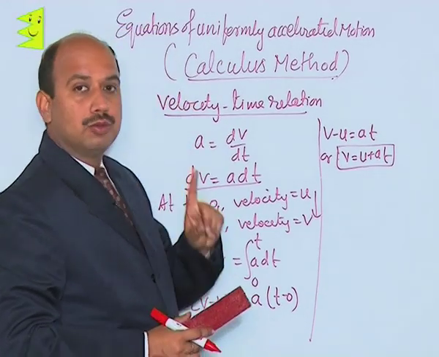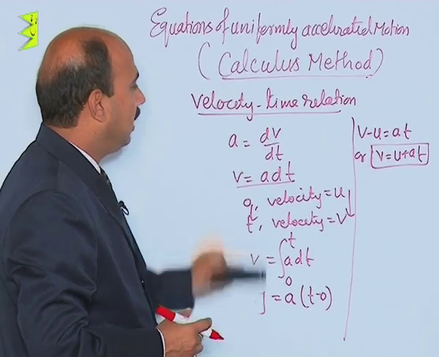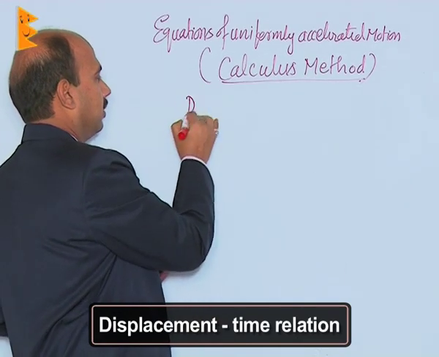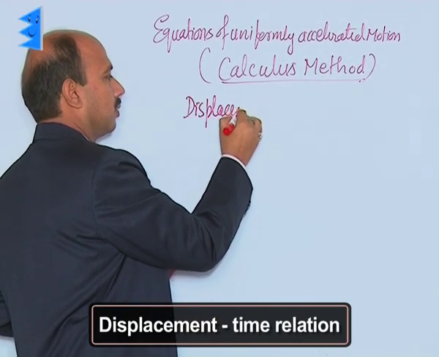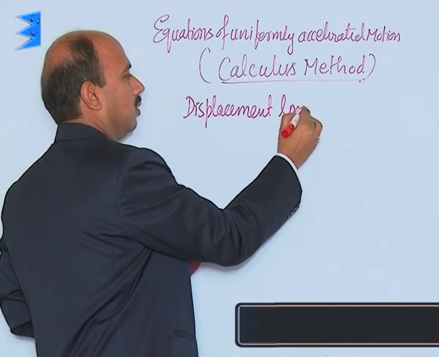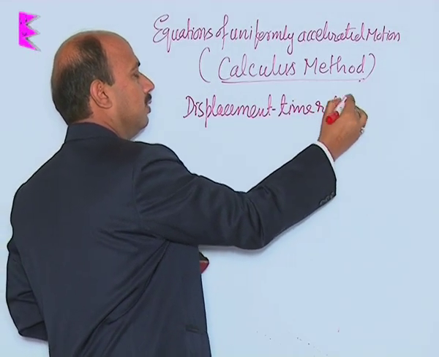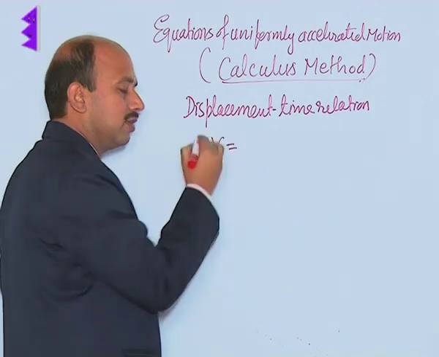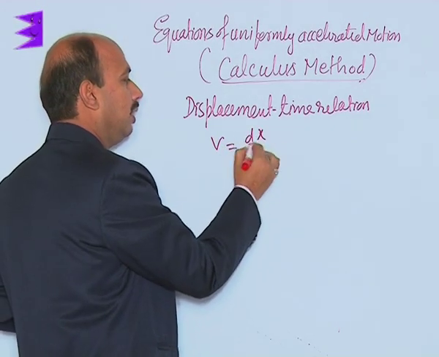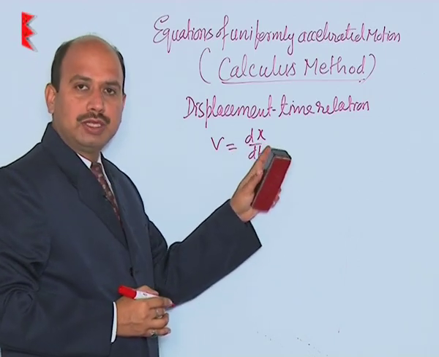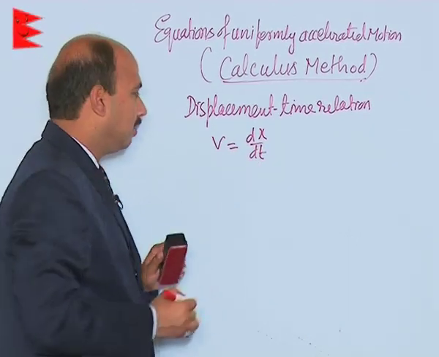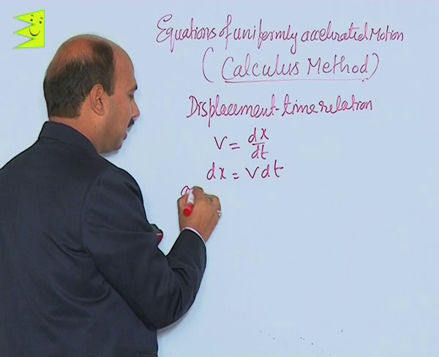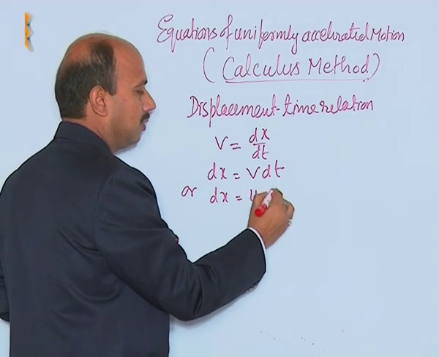Now, we will come to another relation, that is called the displacement-time relation. So, here in the displacement-time relation, first we will take the instantaneous velocity, that is dx upon dt. dx is a small change in position, that is a displacement, and dt is a small time interval, or we can write dx is equal to v dt, or we can write dx is equal to (u plus at) dt.